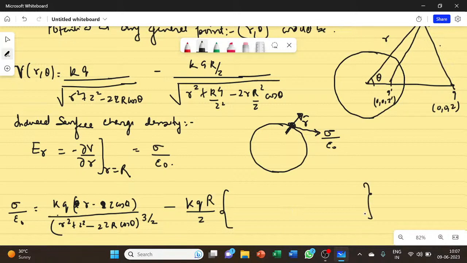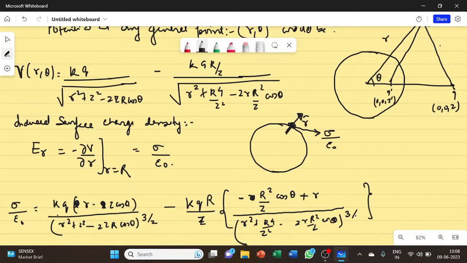What I will get from there? So from here I will get negative sign, minus half in front, and from here I'll write it is equivalent to writing minus, this is Z, okay, don't forget this is Z. So this is minus R square upon Z cos theta plus R, divided by root over, sorry, not root over, R square plus R to the power 4 upon Z square minus 2R square Z cos theta, and this whole raised to power 3 by 2.